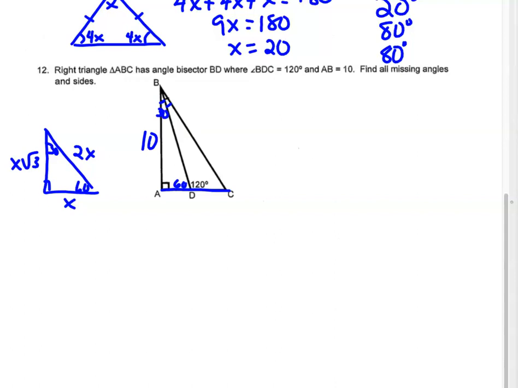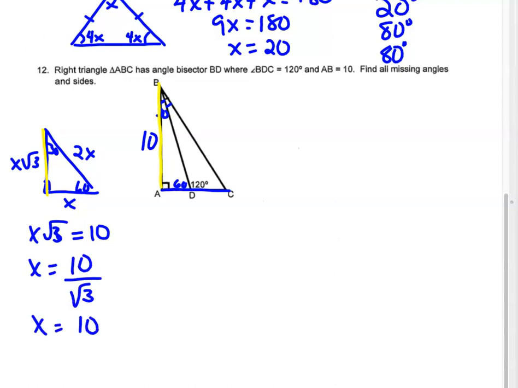So what we know is that this side is 10, which would be this side. So that means that this x root 3 must equal 10. If we divide out the root 3, we have x being 10 divided by root 3, rationalized, which we typically do. We would times both by a root 3. And we'd have 10 root 3 divided by 3. All right, so our short leg is 10 root 3 divided by 3, and that would be side AD.